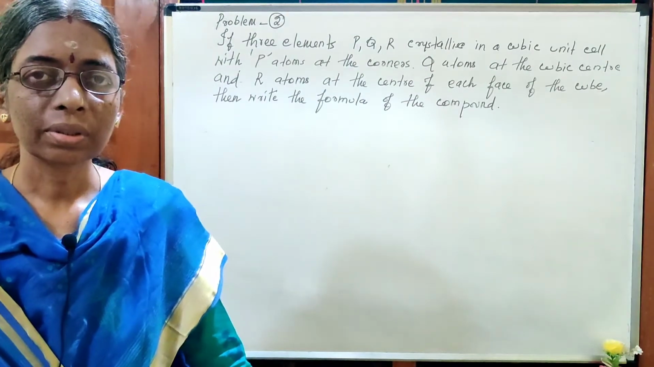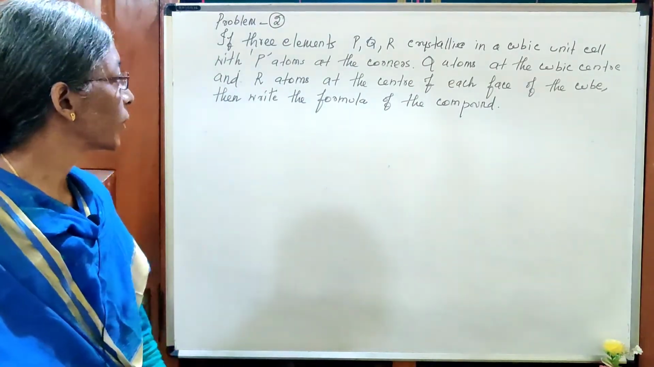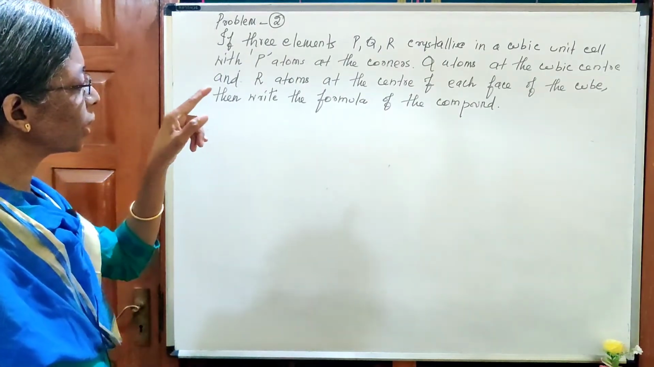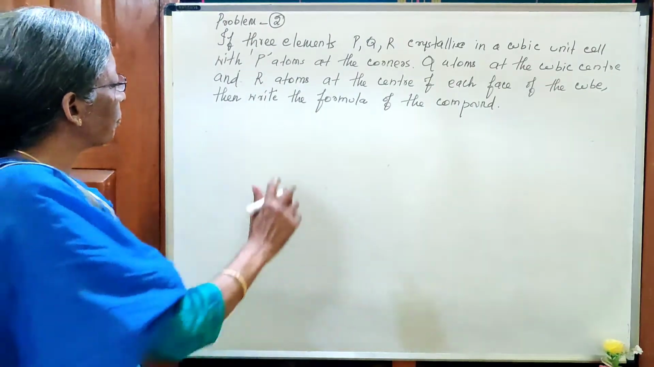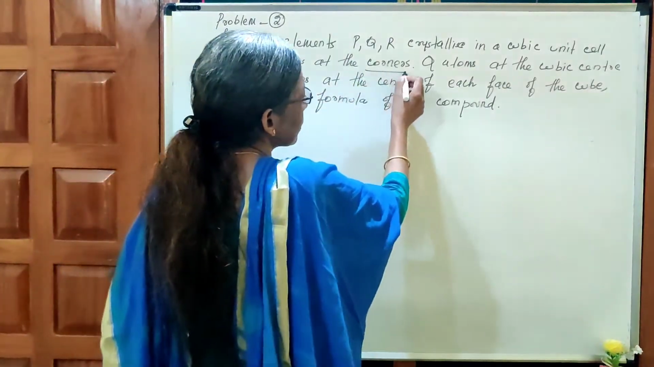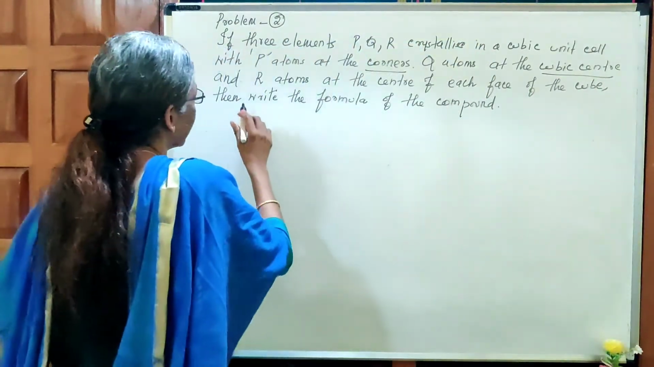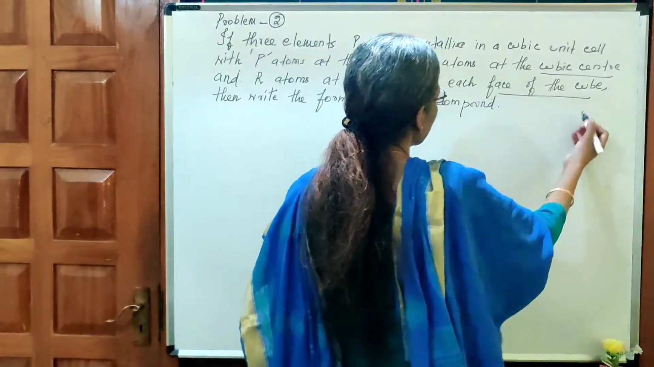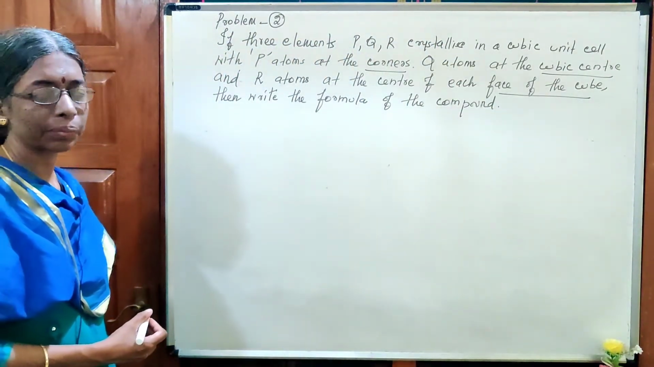Hello students, now we are going to do another problem. Okay, so here 3 elements P, Q, R are crystallized in a cubic unit cell with P atoms at the corners, Q atoms at the cube center and R atoms at the center of each face of the cube. Then write the formula of the compound.